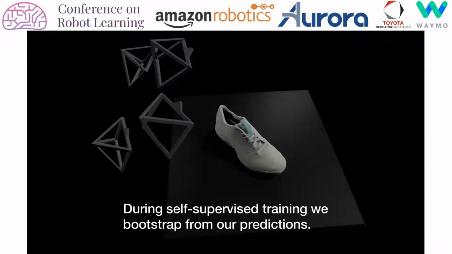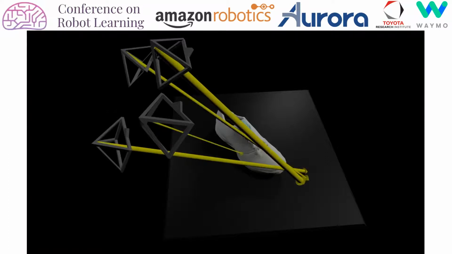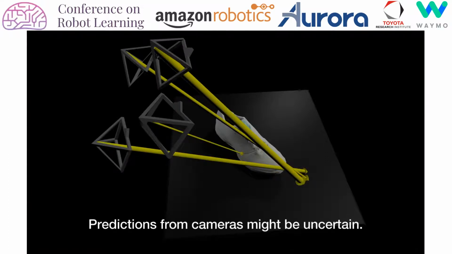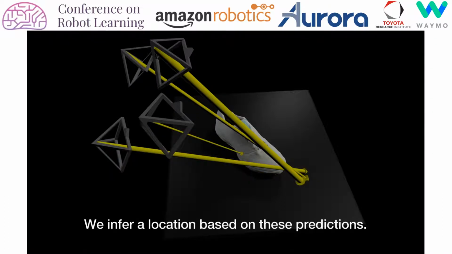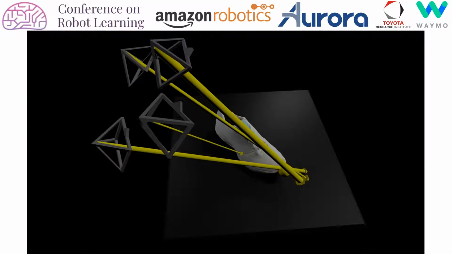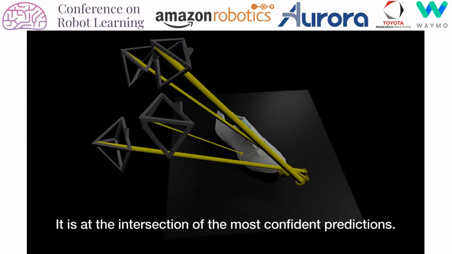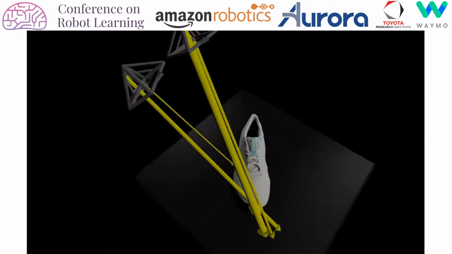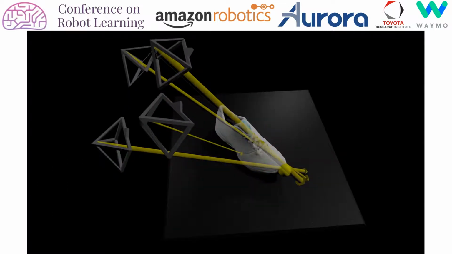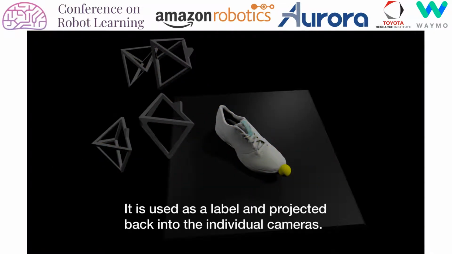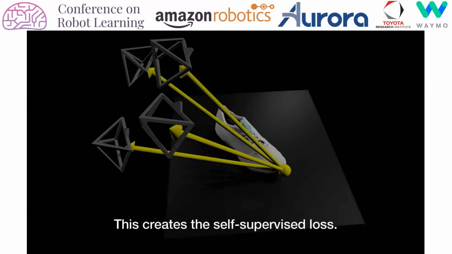However, we can't do this during the self-supervised training as we do not have the 3D locations. Therefore, we have to bootstrap from our own predictions. To do this, we first acquire a prediction from each camera. But this might be uncertain. Here we represent this with a thinner arrow. Then, we infer a 3D location which should be at the intersection of the most confident predictions. This 3D detection is then used as a label, just like in the previous case, and projected back into the individual cameras to obtain the self-supervised loss.